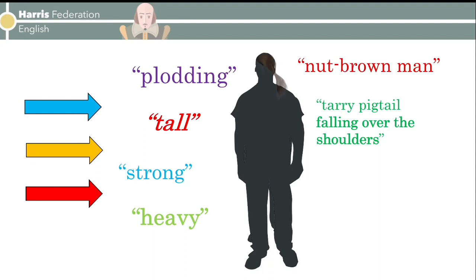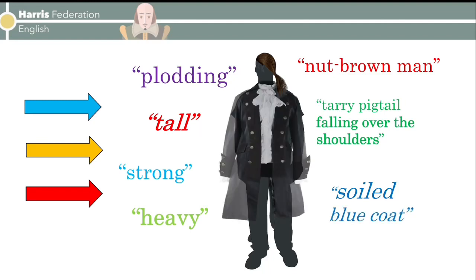Notice the tiny details and the way the pigtail is falling over the shoulder, or the fact that the coat is blue and soiled, quite dirty. Think about what these little tiny hints are telling us about this character, where they've been, where they're going to, or what their significance might be in the novel itself.